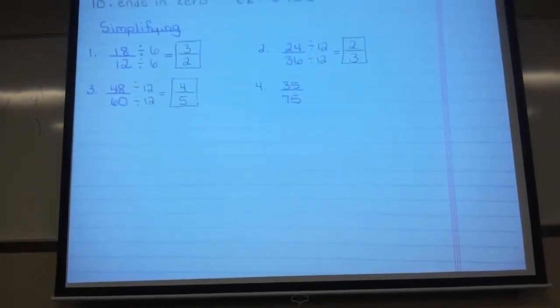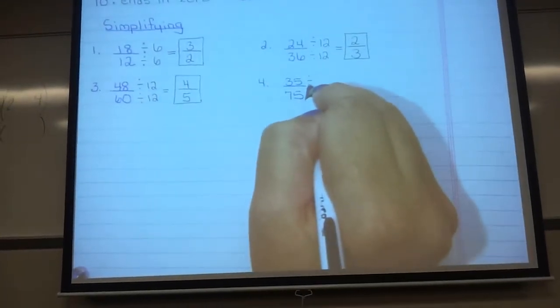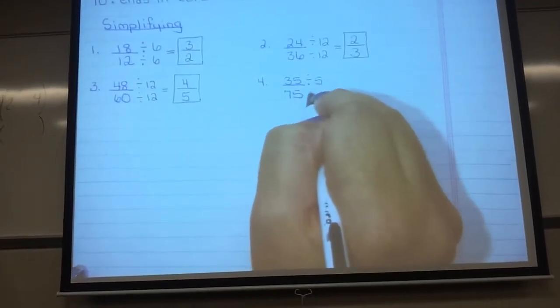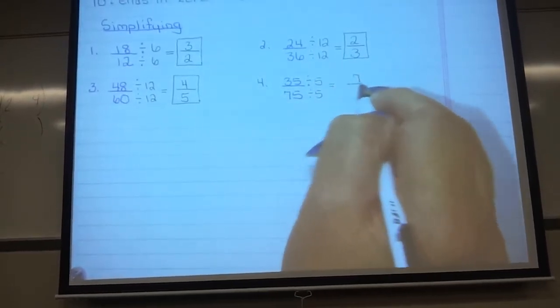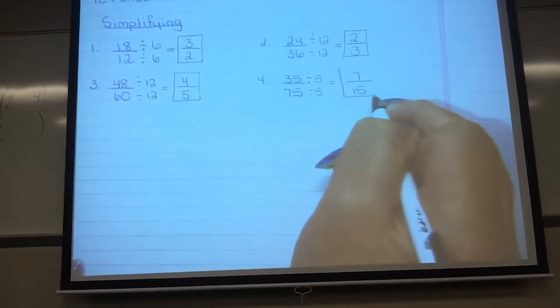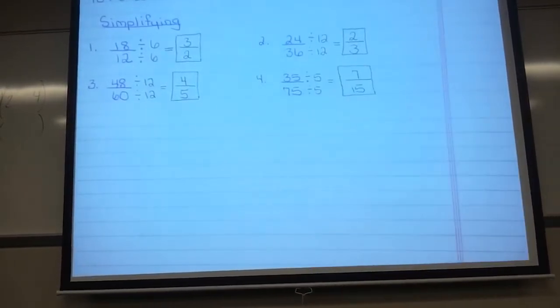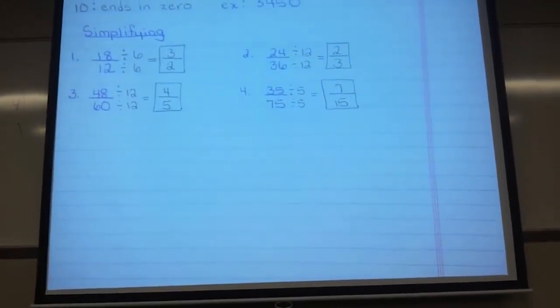With number 4, what'd you choose? 5. I would put 5. They both end in a 5. So on top, I'm going to have 7, and on bottom, 2. So that's what it's going to look like with the numbers. Just picking the number and keep dividing it until those two numbers don't have anything in common except for 1.